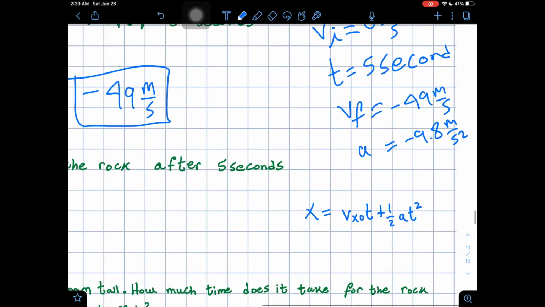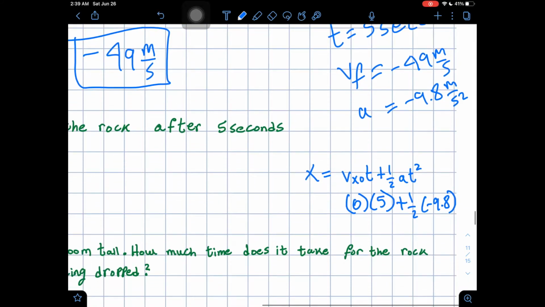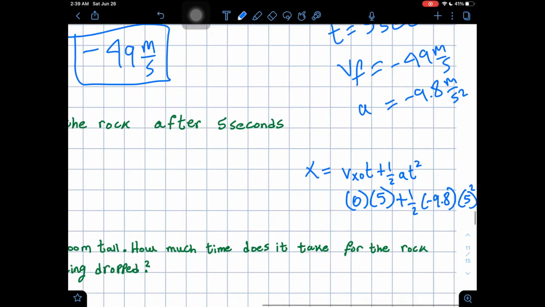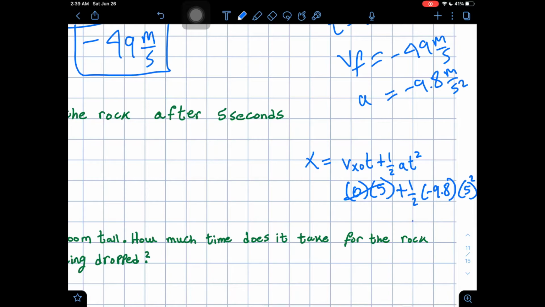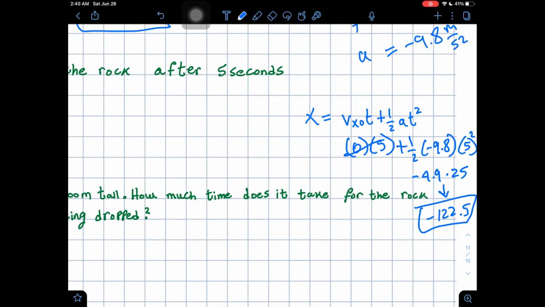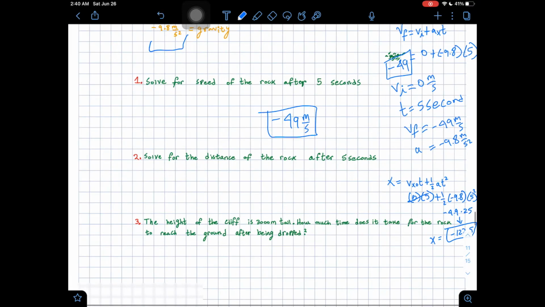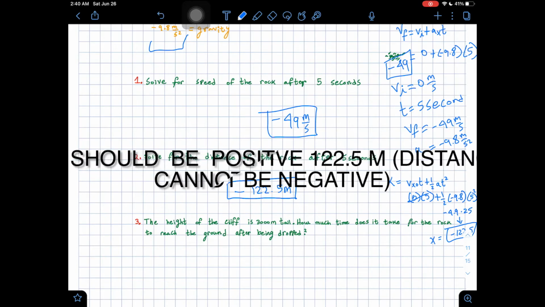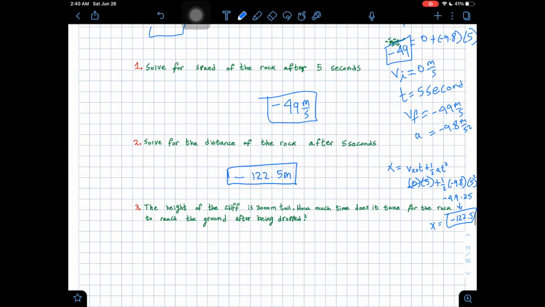Well, we don't know our final position, which is denoted as x. We know our initial velocity to be 0 times time, which is 5, plus 1/2 times our acceleration, which is negative 9.8, times time squared, which is 5 squared. We know 0 times 5 is 0. 1/2 times negative 9.8 is negative 4.9 times 5 squared, which is 25. Negative 4.9 times 25 is just negative 122.5, and that's going to be our final position, or x. So we have negative 122.5 meters, and that's going to be the distance from the top of the cliff after a total of 5 seconds.